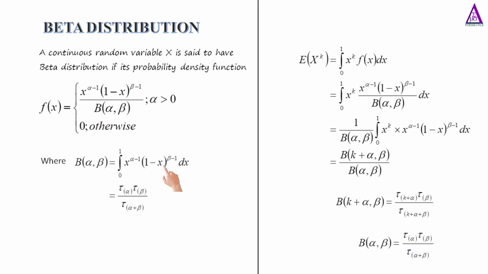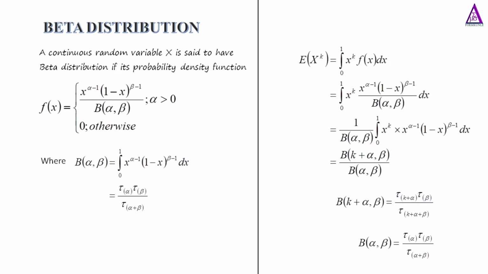equals the integral from 0 to 1 of x raised to the power alpha minus 1 into the bracket 1 minus x raised to the power beta minus 1 dx, where this equation equals gamma of alpha multiplied by gamma of beta divided by gamma of alpha plus beta.